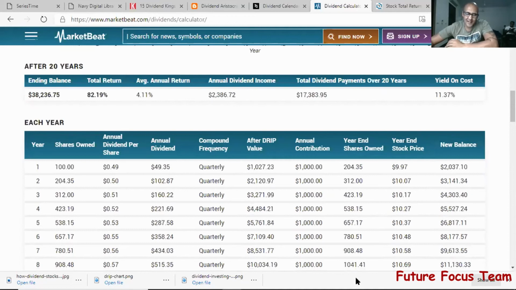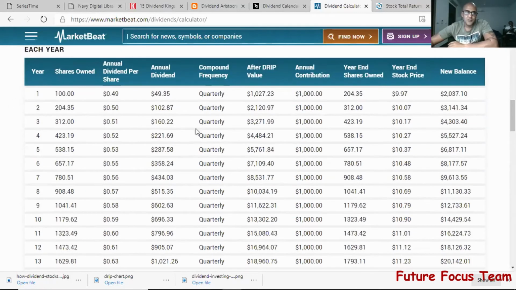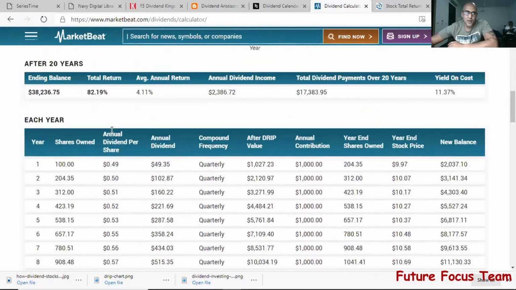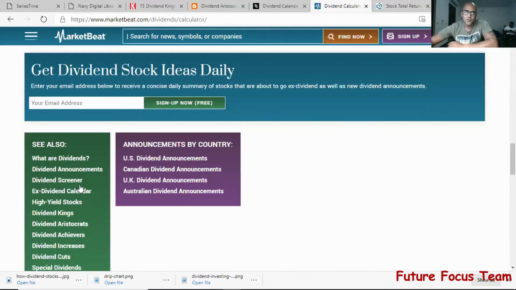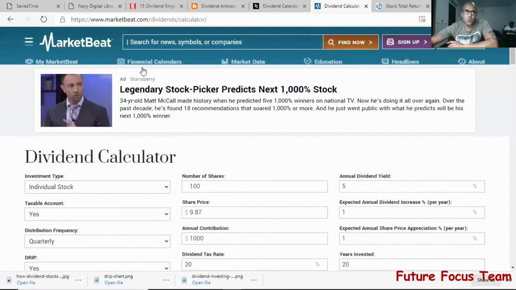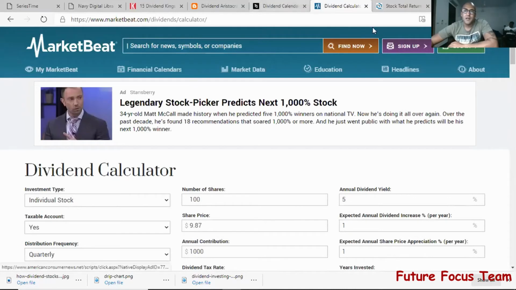Then you come down here and it has some extra information. So after 20 years, it shows you a breakdown of every single year. It shows you right here after the DRIP, how many shares you would own after the DRIP, and then next year it starts on that quantity. So this is a free tool. That's the website up here, MarketBeat.